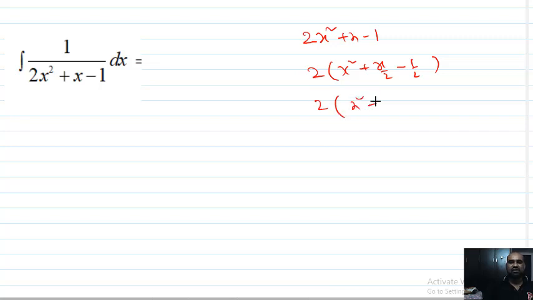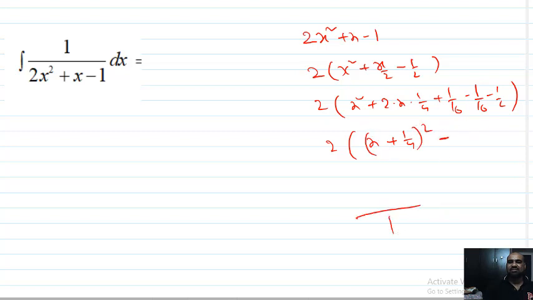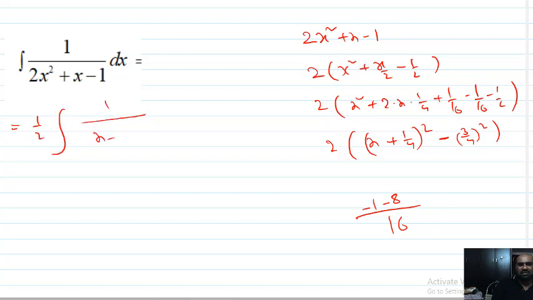Okay, then. So 2 into x square plus 2x, 1 by 4 plus 1 by 16 minus 1 by 16 minus 1 by 2. So 2 into x plus 1 by 4 whole square, minus, with LCM 16, minus 1 minus 8, minus 9 by 16, means 3 by 4 whole square. Okay, so I can write this as 1 by 2 integral of 1 by x plus 1 by 4 whole square minus 3 by 4 whole square dx.